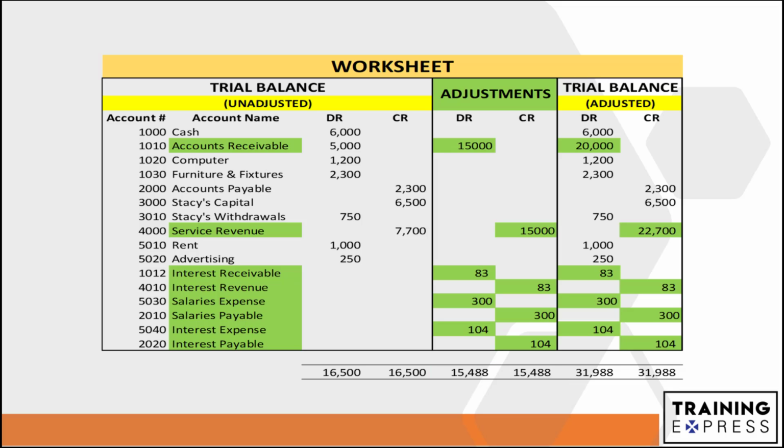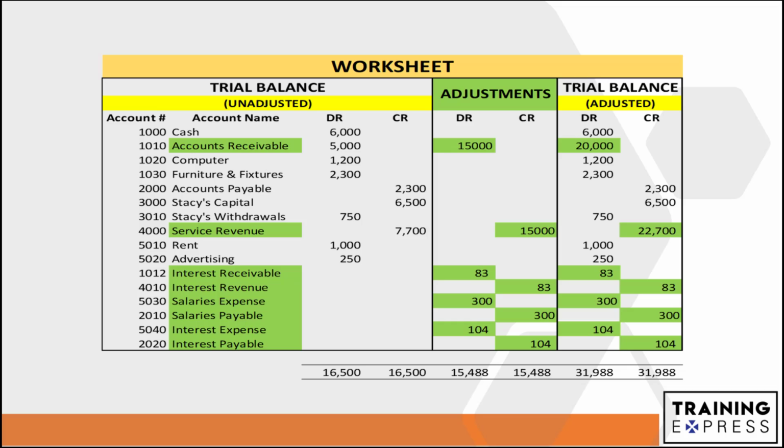Now let's look at the last column, adjusted trial balance. So what we will do here, we will show the effect of adjustments on the relevant accounts. Cash has no adjustment, so it will be carried as it is, $6,000 debit balance. Accounts receivable, original balance was 5,000, which is a debit balance. So now we are adding another debit of 15,000, so the total will be $20,000.